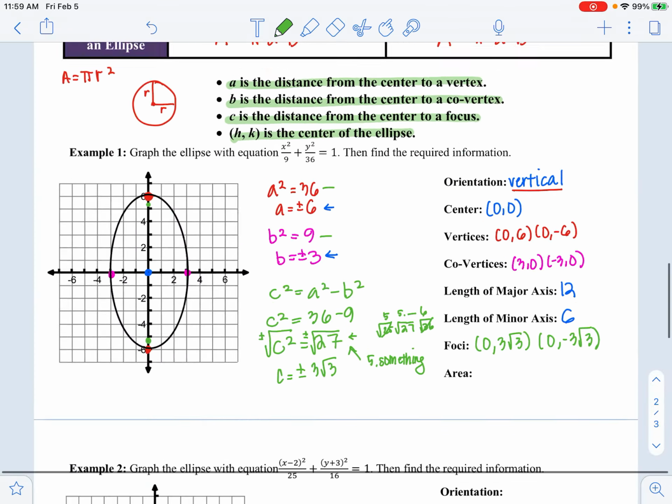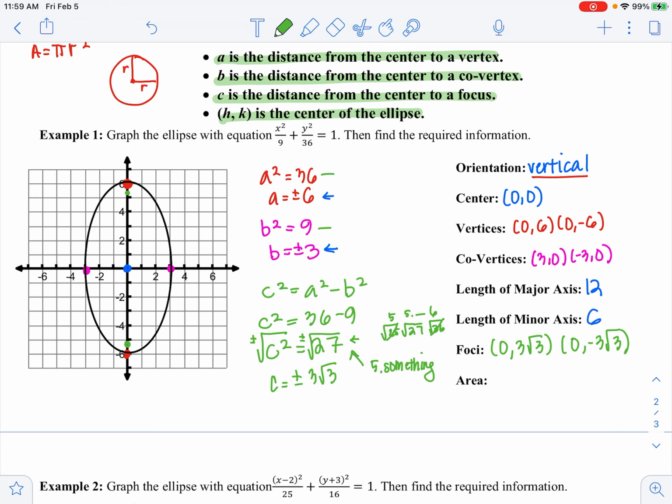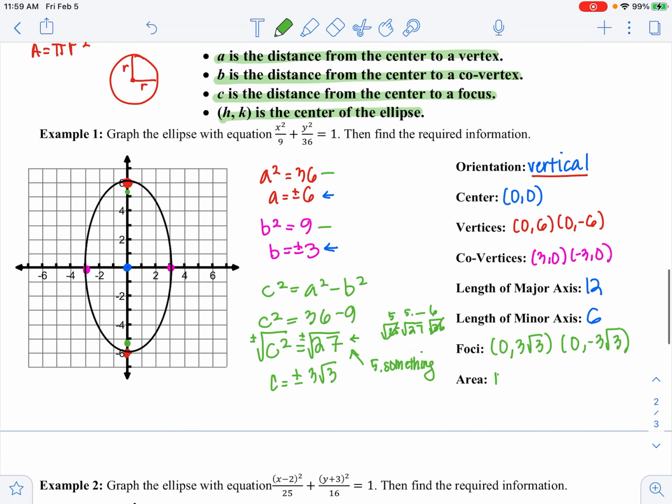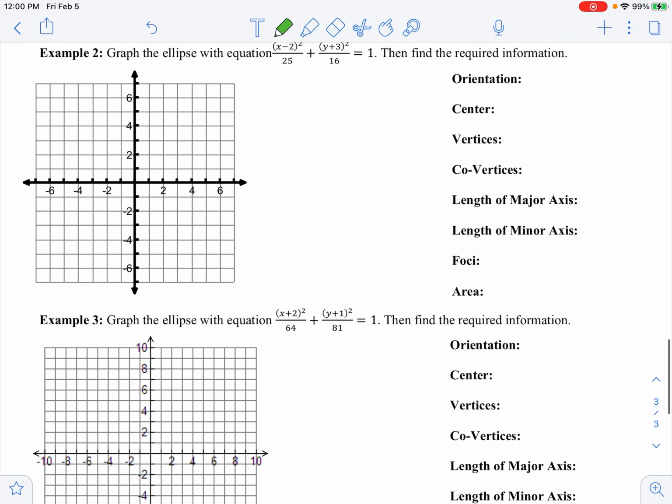Okay, last but not least is my area. I get my area by doing a times b times pi. 12 times 6 times pi is 72 pi. All right, let's try some more.